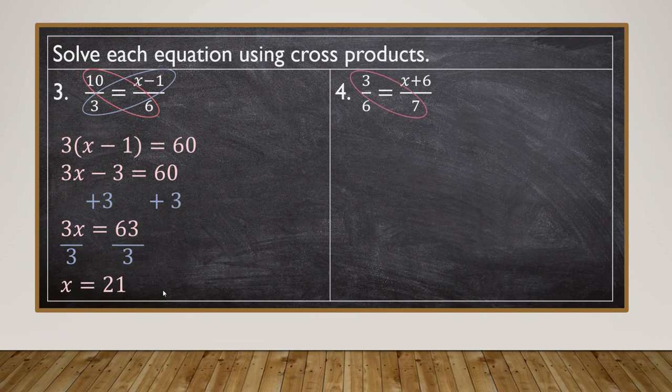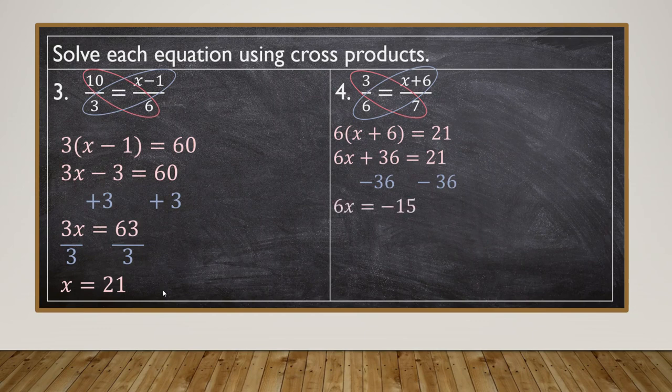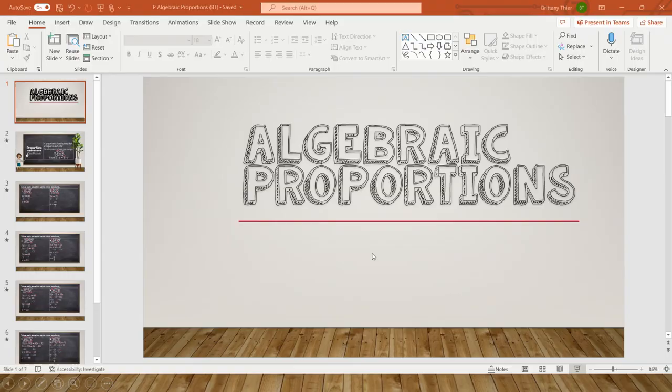For number 4, our cross products are 3 times 7, and then 6 times the quantity x plus 6. So first thing we would do is distribute the 6. That gives us 6x plus 36. And then subtract 36. Gives us 6x equals negative 15. And then divide both sides by 6. It doesn't divide evenly, but we can reduce. Negative 15 over 6 reduces to negative 5 halves. I forgot the negative here.